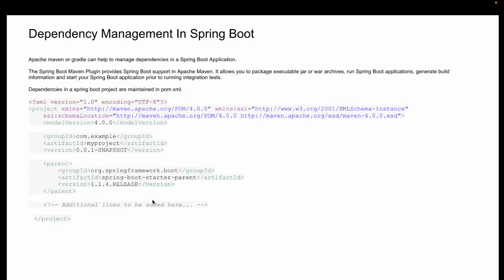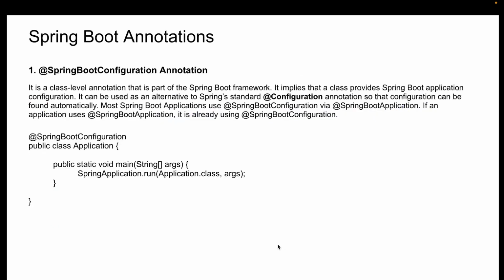Let's go to another slide. We'll go through some of the annotations. Whenever we talk about Spring Boot annotations, a Spring Boot annotation would be something like this: it starts with the at sign as a prefix and is then followed by some keyword. So let's talk about some of the Spring Boot annotations that we will heavily use.